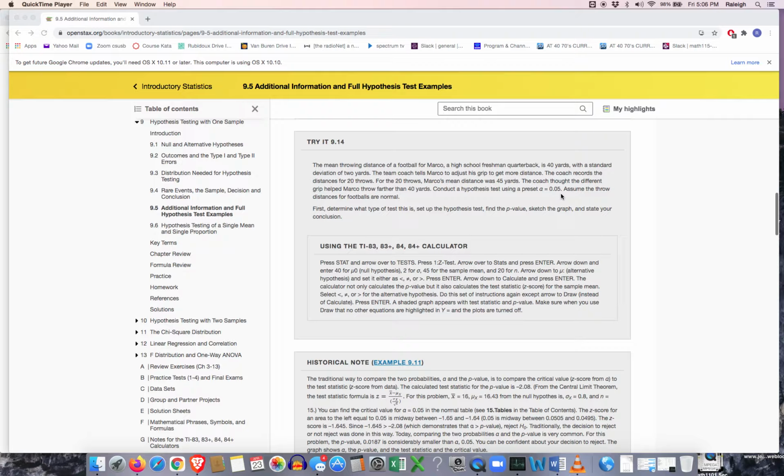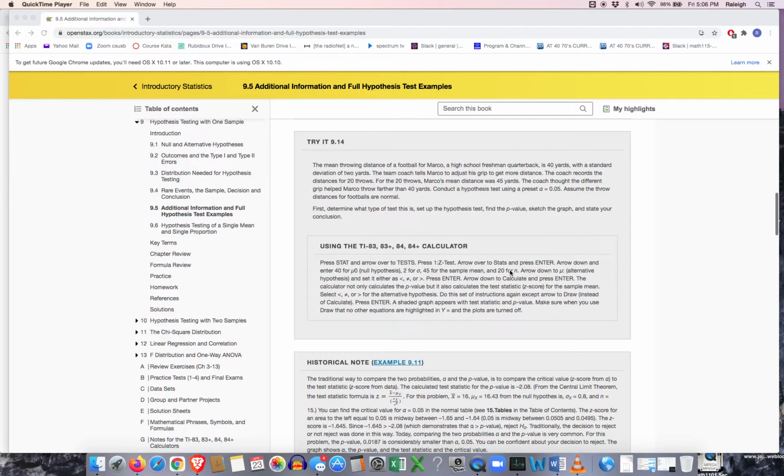The standard, I should say. It isn't always going to be that case. Assume the throwing distance for footballs is normally distributed. So what we'll do is definitely use the z-test here. And so they say to press stat, arrow over to test, press 1, z-test, arrow over to stats and press enter, arrow down and enter 40 for mu0, the null hypothesis, 2 for sigma, 45 for x bar, the sample mean, and 20 for the sample size n.